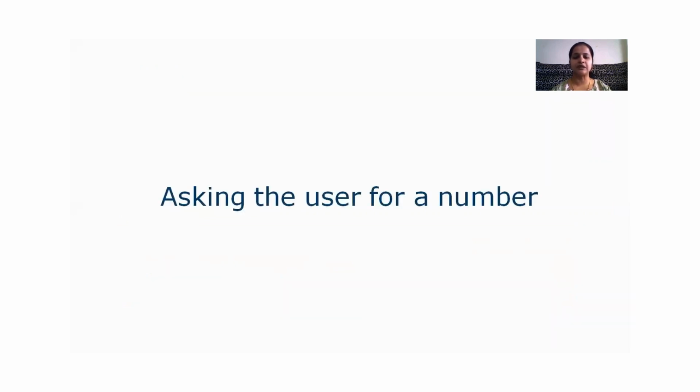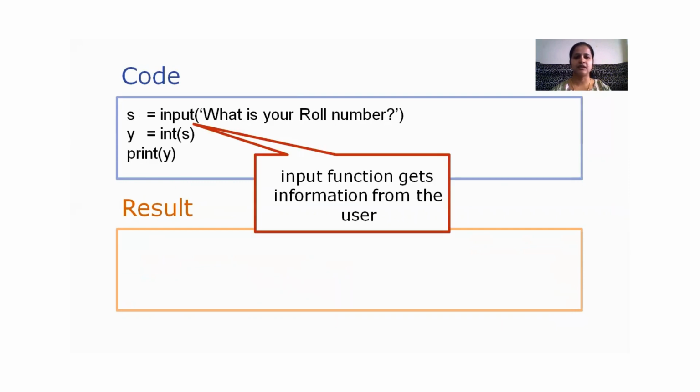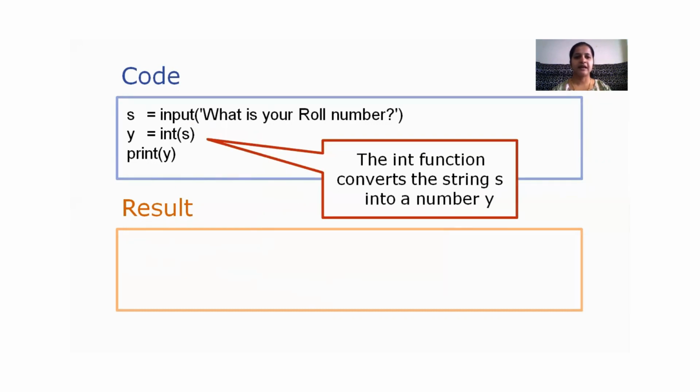Asking the user for a number. Now, just now I have told that whatever we will enter, that will be in the form of string. Now, if I want a number, then what do I need to do? So here, input function gets information from the user. That will be stored in the s. And the int function converts the string s into the number and that number will be stored into the y. So int stands for integer.